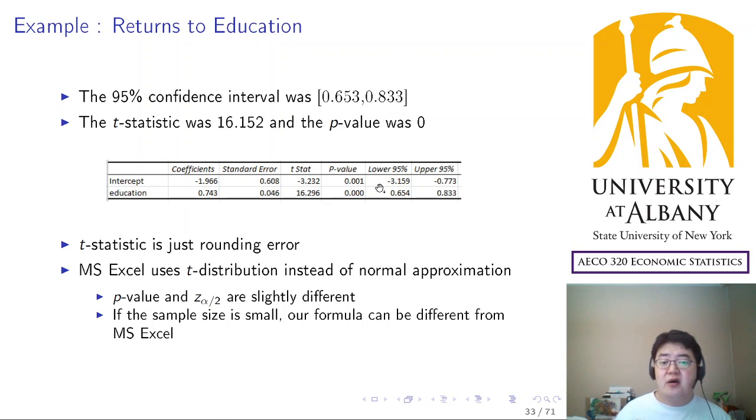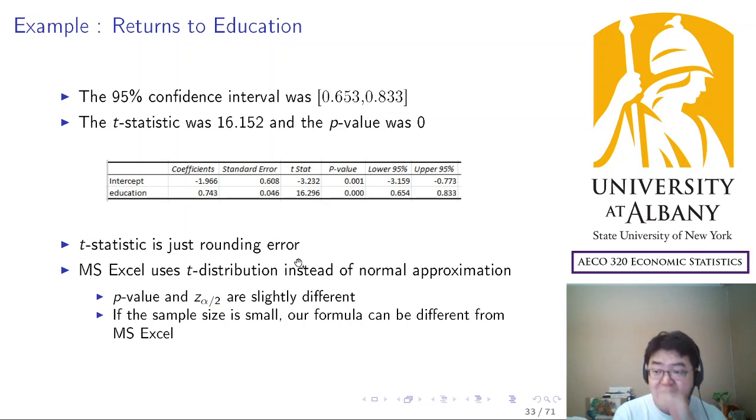Okay. The rounding error, and another difference here is that Excel uses the t-distribution as the default, and I explained the difference between the t-distribution and the normal approximation in an earlier chapter. But in the end, the conclusion is that the difference is really small, as you just saw. So my calculation is using the normal distribution, but it's nearly negligible. So you don't need to worry about what the t-distribution is in the end.